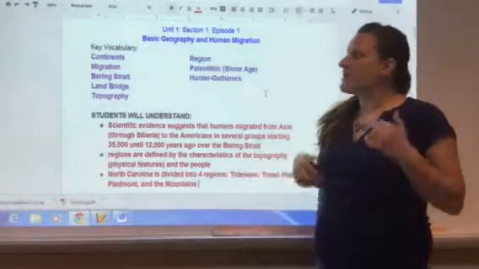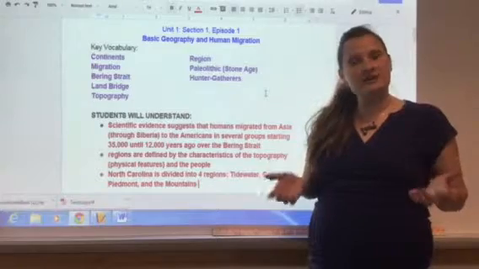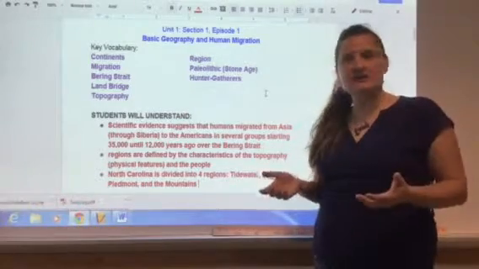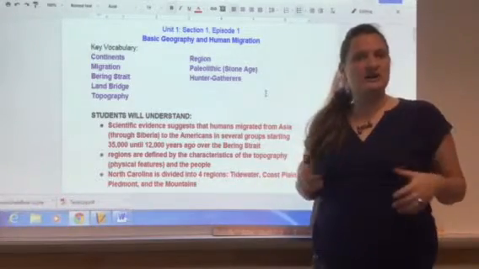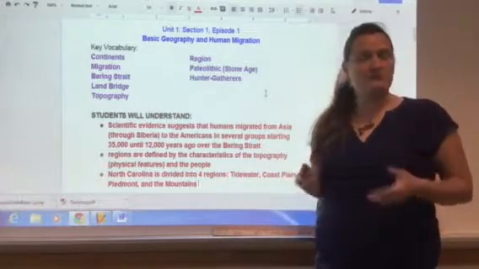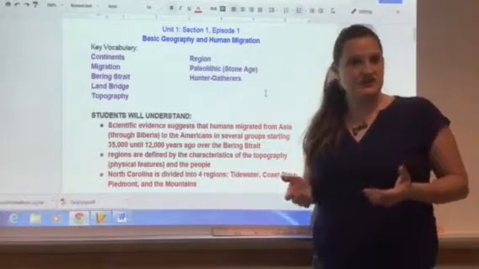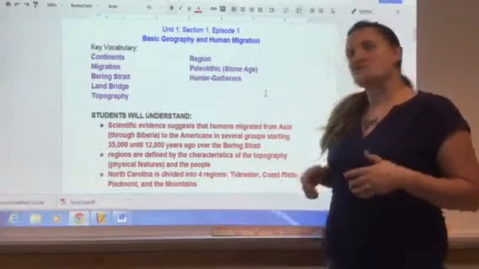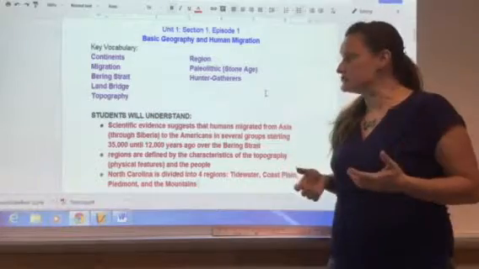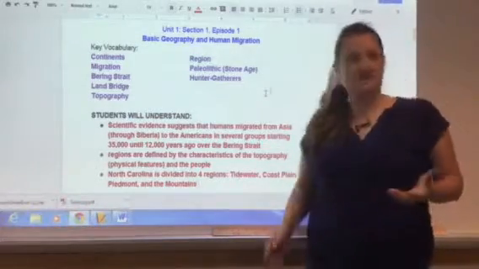Our very first notes are on human geography and migration. This is Unit 1, Section 1, Episode 1. Our vocabulary, what we're going to talk about today: continents, migration, the Bering Strait, a land bridge, topography, region, and then Paleolithic, which means Stone Age, and hunter-gatherers.